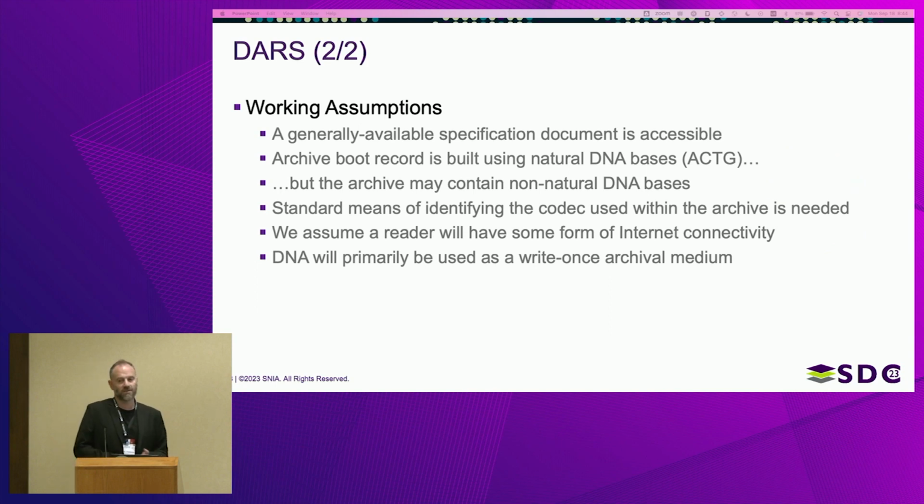We took a few assumptions in order to be able to do this work. We said that at the time of reading the archive, the specification document is available. So if we want to give specific bits of information that are found in the spec, we assume that it is available. We assume that at least the boot record is built from the natural bases of DNA, which are A, G, C, and T. There are technologies today that are looking at adding more synthetic bases into DNA, but this is proprietary technology. So we said we want at least the metadata and the boot sector to be standard, according to what nature has developed, and not with the synthetic bases.